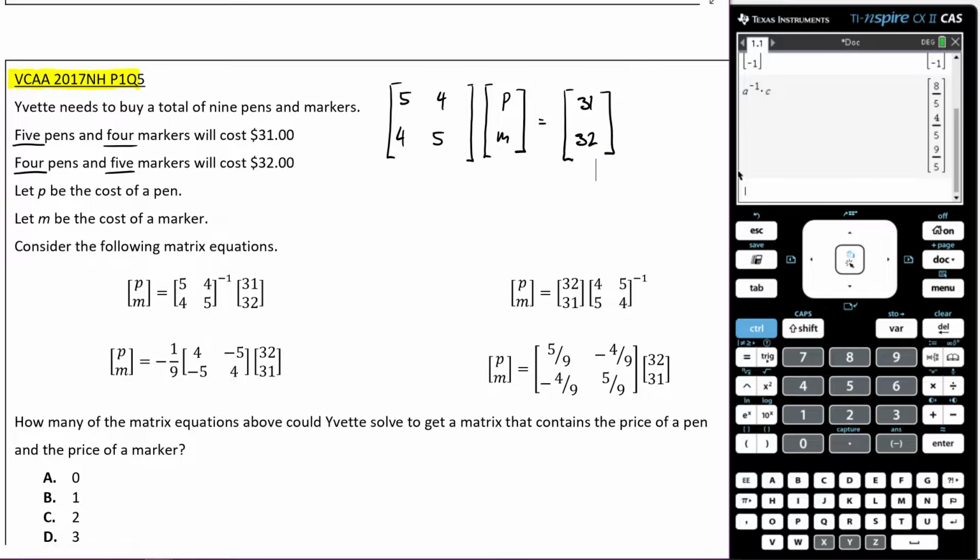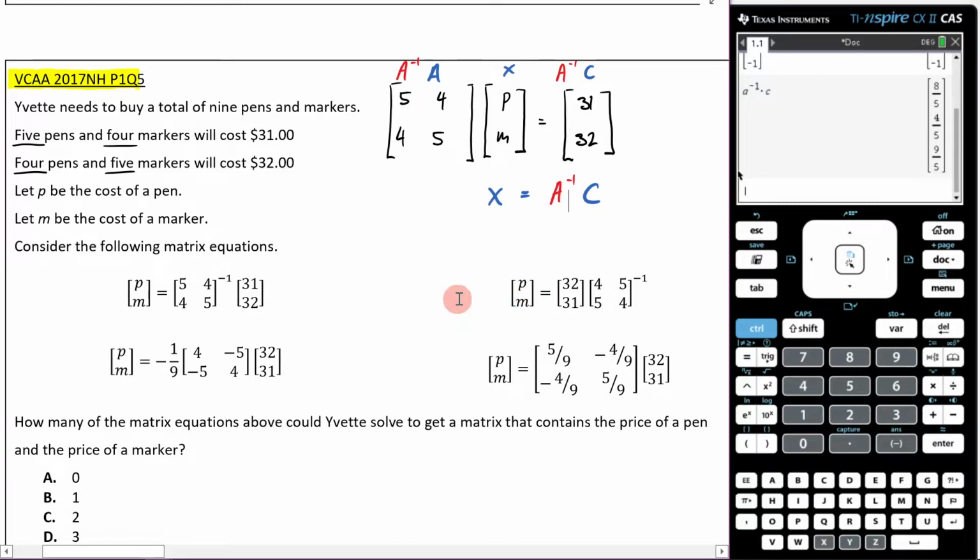So remember, what we're trying to do here is we've got A, we've got X, and we've got C. We're trying to figure out X here. So to do that, what I'm going to do is multiply this side by the inverse of A and multiply this side by the inverse of A. So that means what I'm going to get is X is equal to the inverse of A multiplied by C. That's what I'm after here. So I've got to figure out which of these give me this.